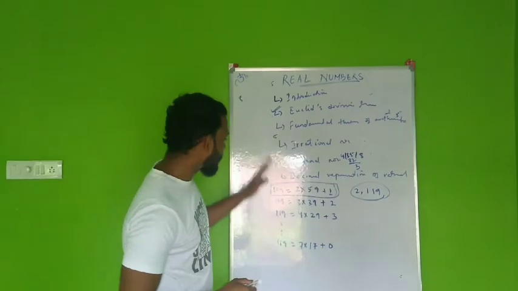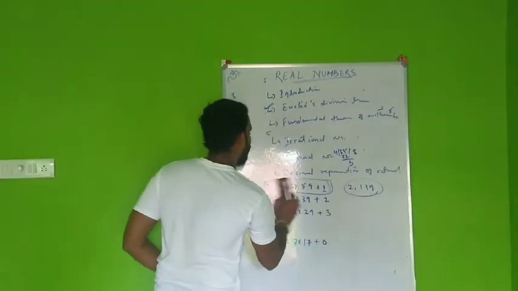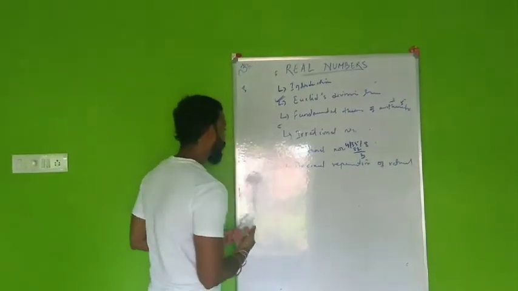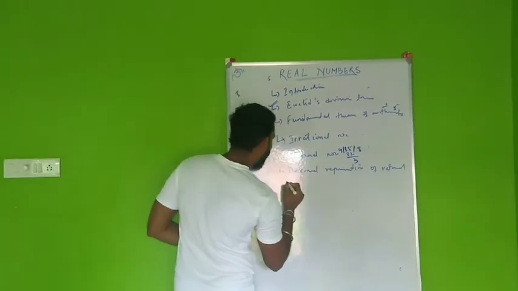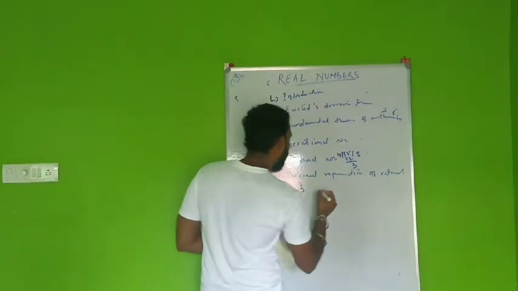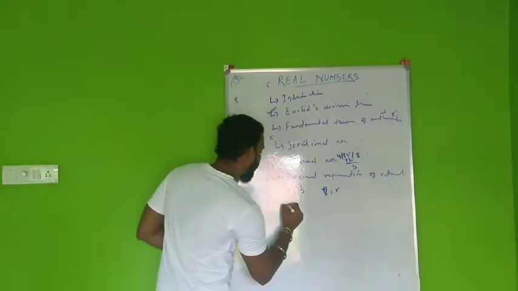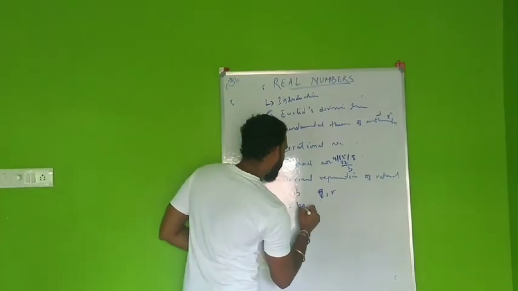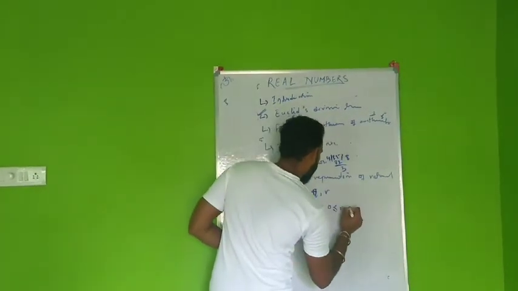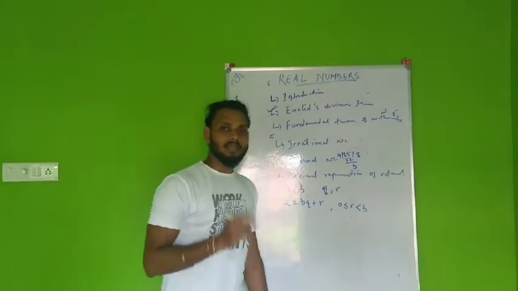As I have told you, Euclid's division lemma says that for any two positive numbers a and b, there will always be whole numbers q and r such that a equals bq plus r, where r is between 0 and b.